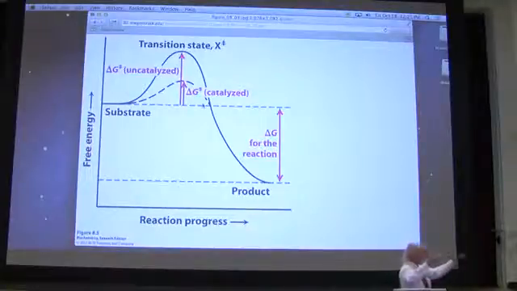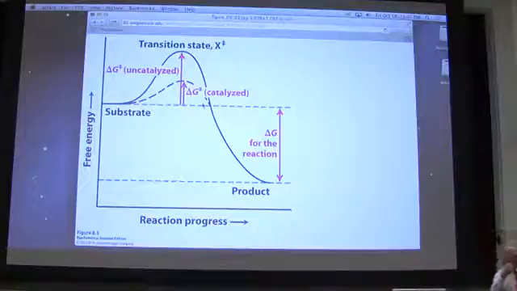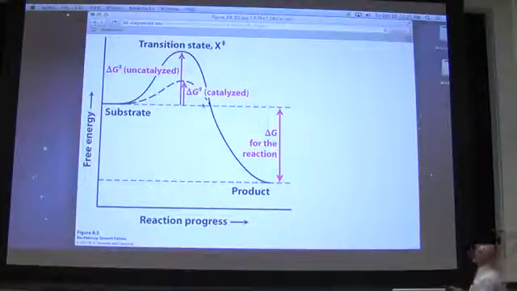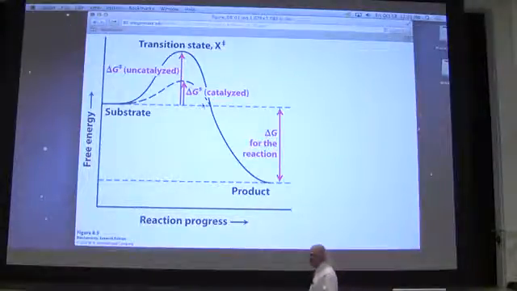This might be two molecules bumping into each other with the right energy and the right orientation. All right? And this amount of energy is necessary to get the reaction started. Okay? We see that if we had an enzyme, we see a different situation.